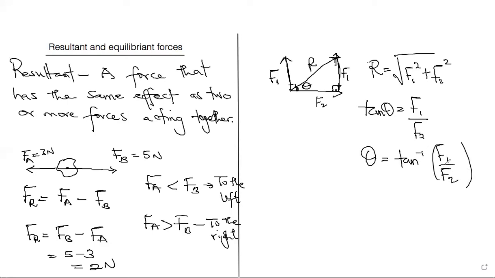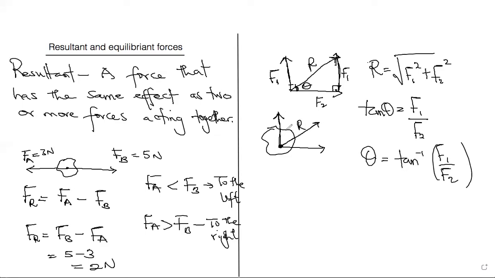Okay, so that's when you have two forces acting at right angle to each other. Let's say you have an object here, and one force pulls it in this direction, and another force pulls it in a direction at right angle, acting through this point. This object will move in the direction of the resultant.